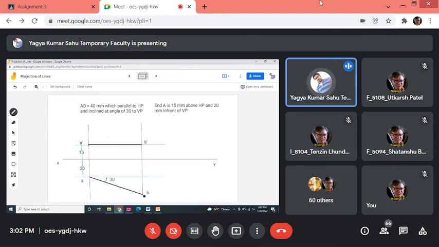AB is the top view, A dash B dash is the front view. The length of the top view is nothing but 40 mm, true length. And the A dash B dash is a shorter length parallel to XY. Why? Because the line is parallel to HP and inclined to VP. Is this clear? Can such questions be drawn like this?